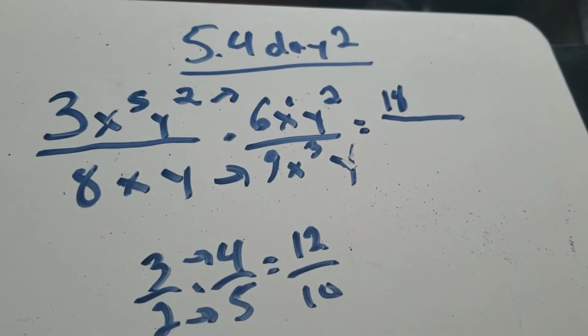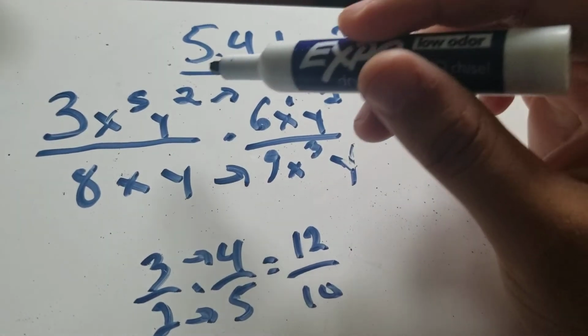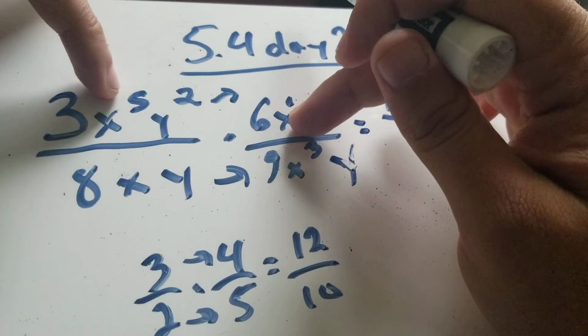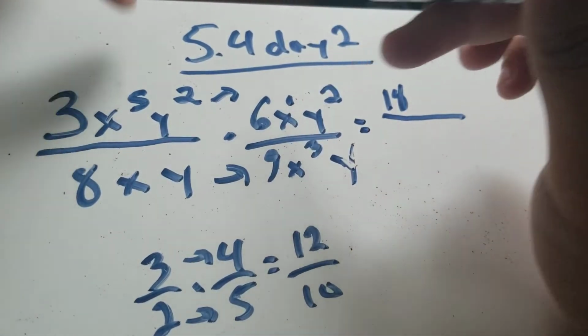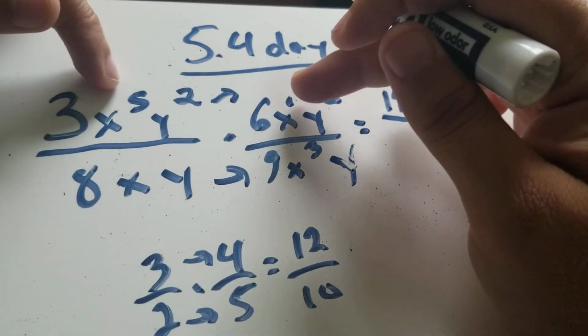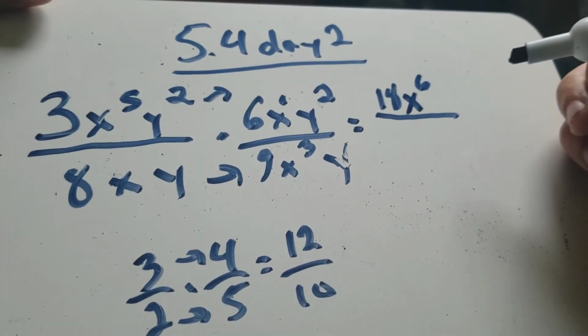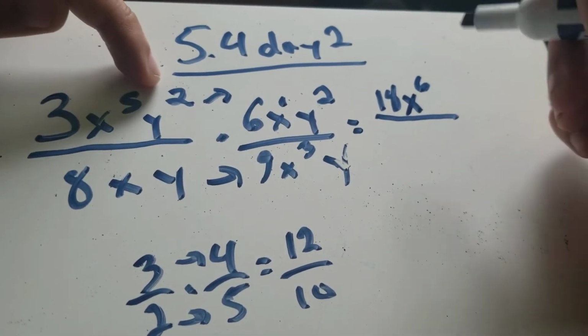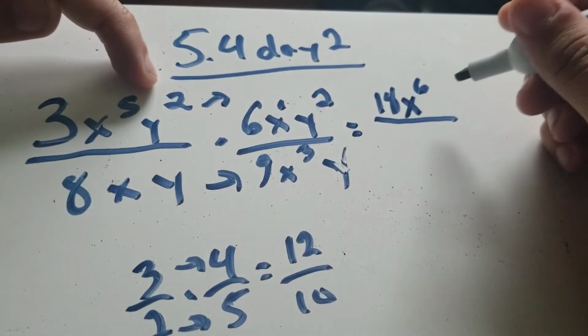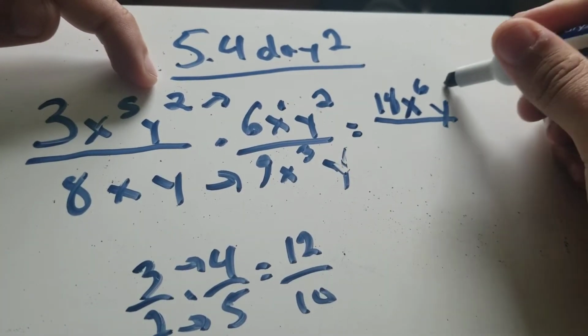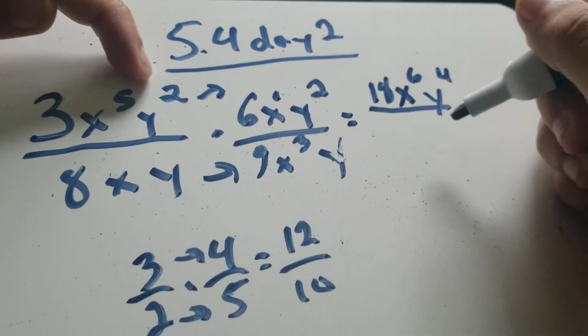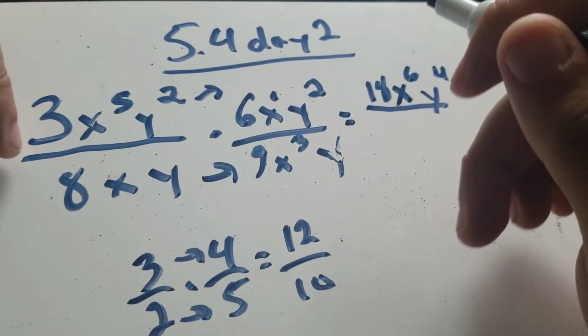When you multiply exponents, this is a rule from chapter 2 or 3. When you multiply a variable with the same base and different exponents, you can add the exponents. So 5 plus 1 is 6. So this becomes x to the 6 on top. Same thing with y. Y to the second times y to the second, you add the exponents. So it's y to the fourth.